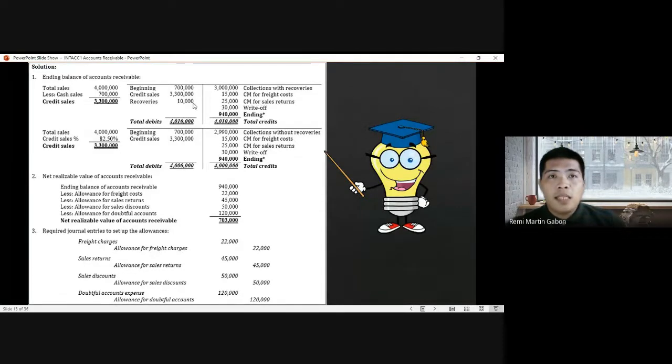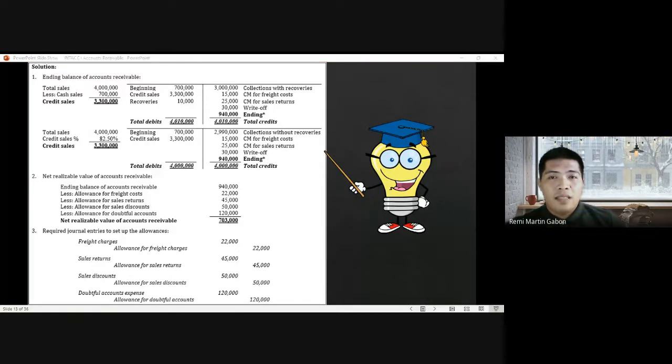Okay, if you use this analysis for T account, good for you. I suggest this one kasi ito yung pinaka-conceptual, concept-wise. But for advanced purposes, we can ignore recoveries on the debit side. But at the same time, if we ignore recoveries on the debit side, we must consider that the collection should exclude also recoveries. That's why from 3 million naging 2,990,000 na lang dito. Still the same, we have credit memos for freight cost and sales return and write-off. Assuming everything else is correct, total debits is 4 million, so the same amount will be assumed for total credits. Work it back using the credited amounts. We can still arrive with the same amount of 940,000.